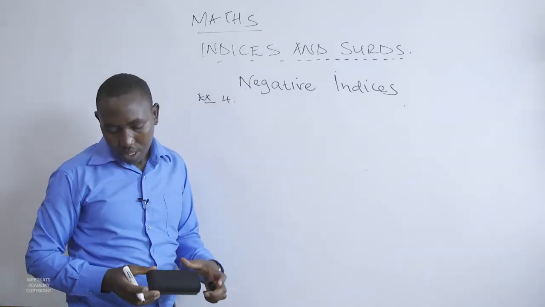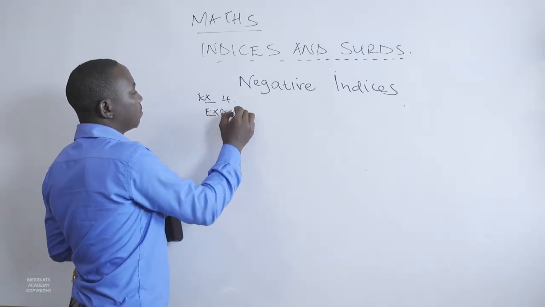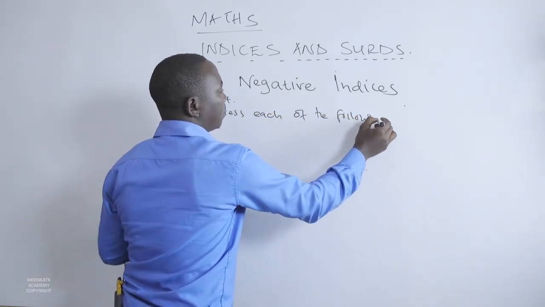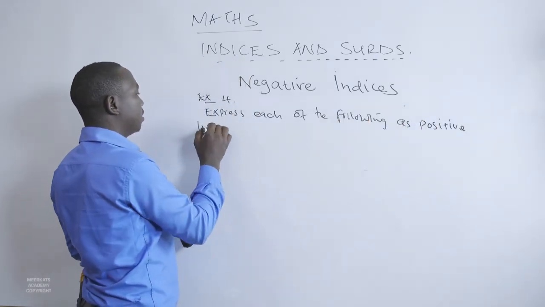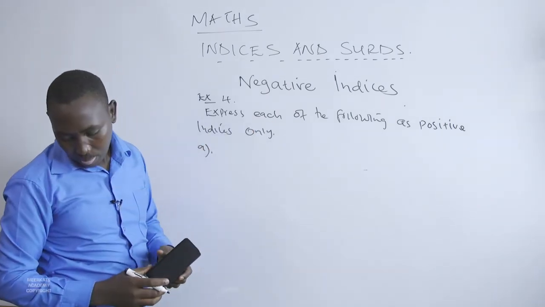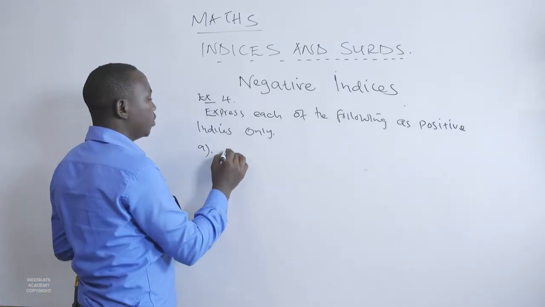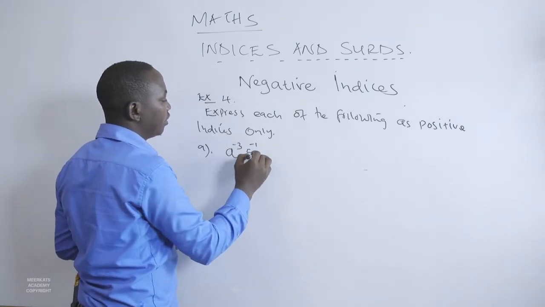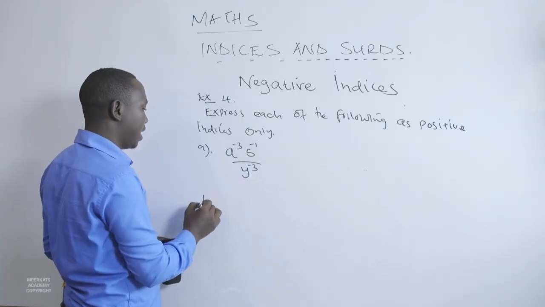Example 4. We are told to express each of the following as positive indices only. Number 1, we have a raised to -3 multiplied by 5 raised to -1 over y raised to -3.